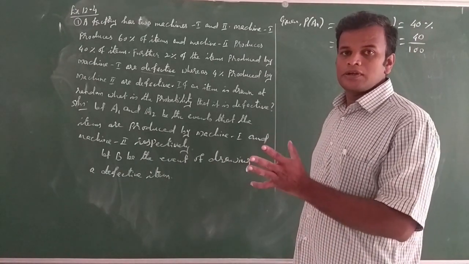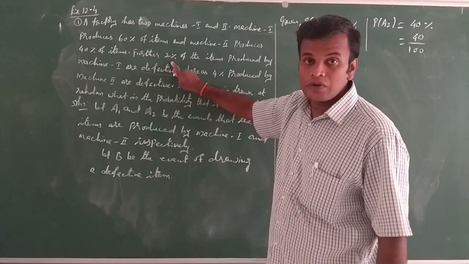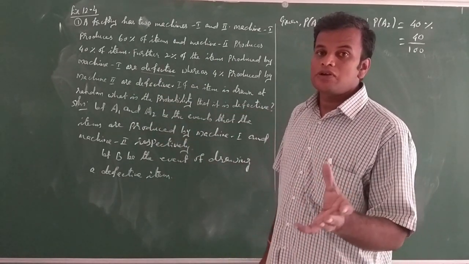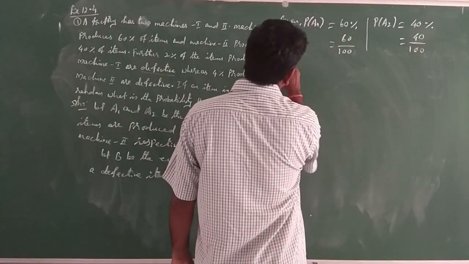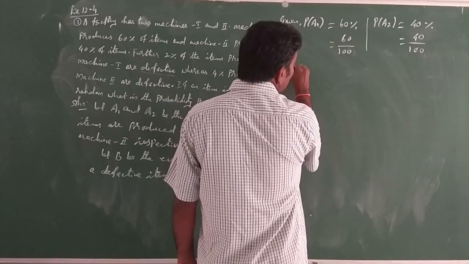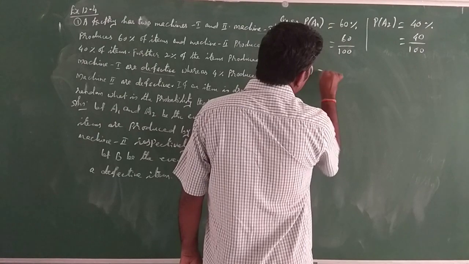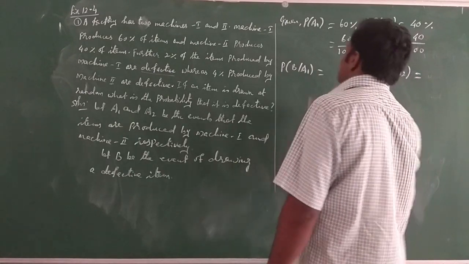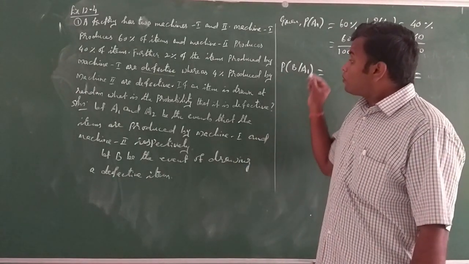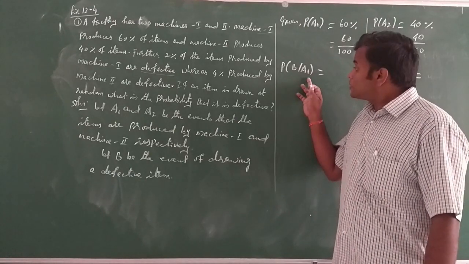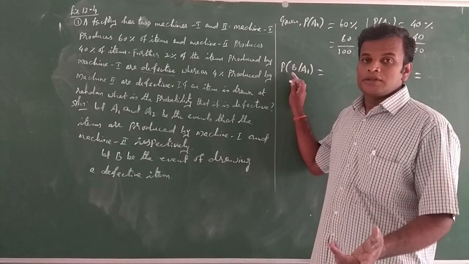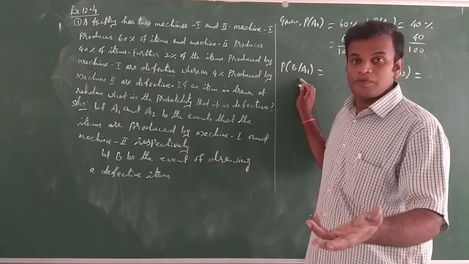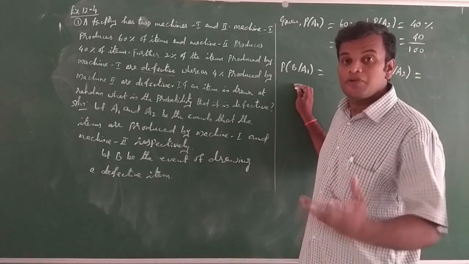So these two data are given. One more piece of data is also given: defective items 2% and another one 4%. So these events we also write in probability form. I will write P of B by A1 and another one P of B by A2. It is a conditional probability. What event has already happened? A1 has already happened, then the event B. That is, the item is already chosen from the first machine. Suppose it is defective.